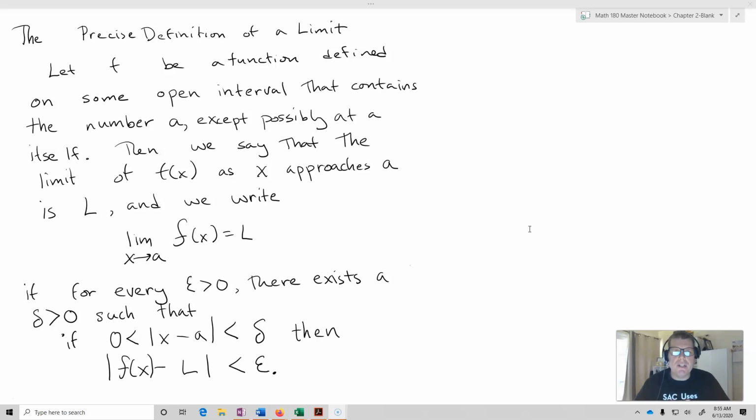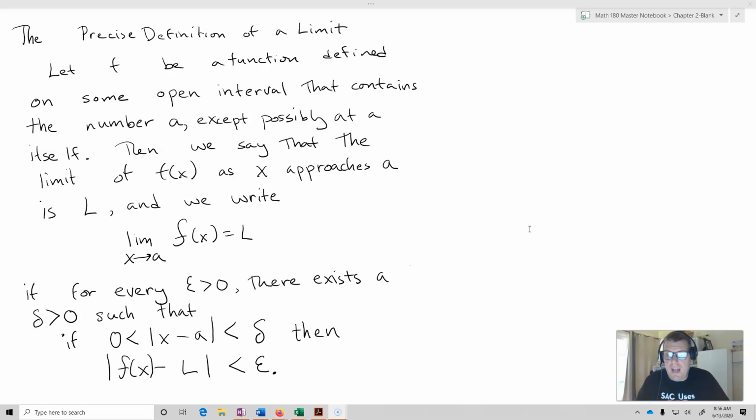Let f be a function defined on some open interval that contains the number a, except possibly at a itself. Then we say that the limit of f of x as x approaches a is L, and we write the limit as x approaches a of f of x equals L, if for every epsilon greater than 0, there exists a delta greater than 0, such that if 0 is less than the absolute value of x minus a, which is less than delta, then the absolute value of f of x minus L is less than epsilon.